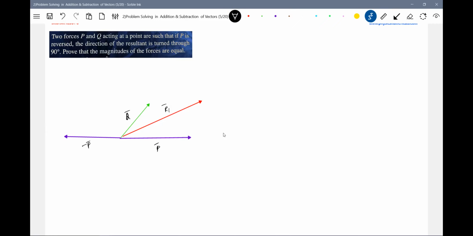After reversing, it will be minus P bar. You see this? Then what is the angle between them? Earlier there was some angle between them, I'll call it theta. Let me call this alpha 1. Then this new angle, let me take that as phi. Then there will be a new resultant also, and that new resultant will be perpendicular to this vector. So this will become R2 bar.